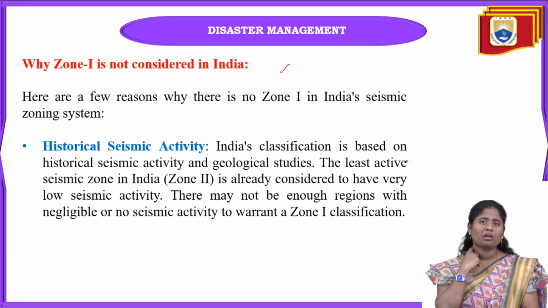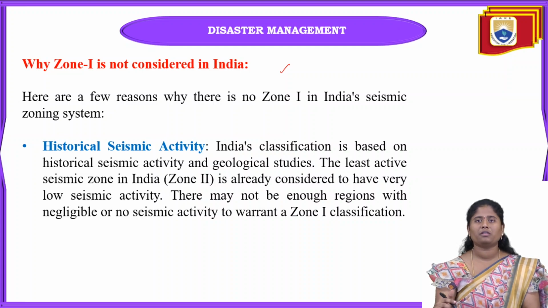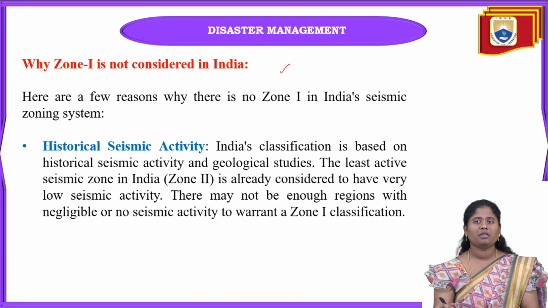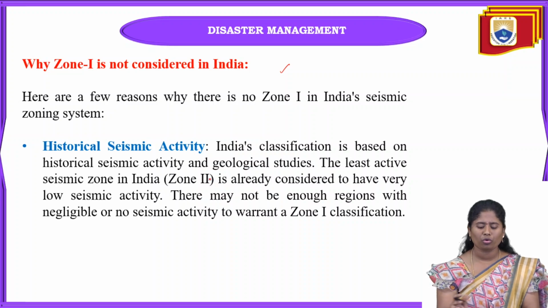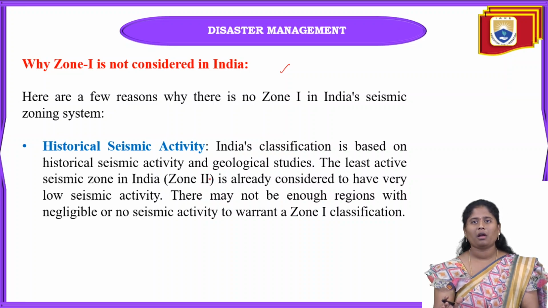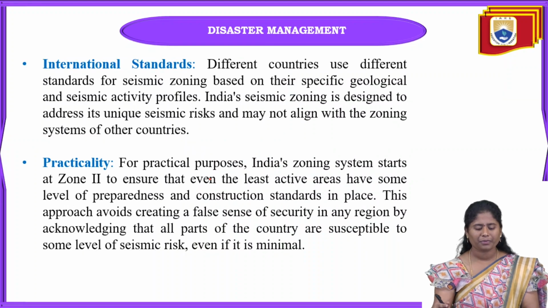Many geologists and seismologists have studied India overall, and very few seismic zones can be seen, lastly in zone 2. It means our country already has many areas in zone 2 only. There is not at all any region which comes under zone 1 here.